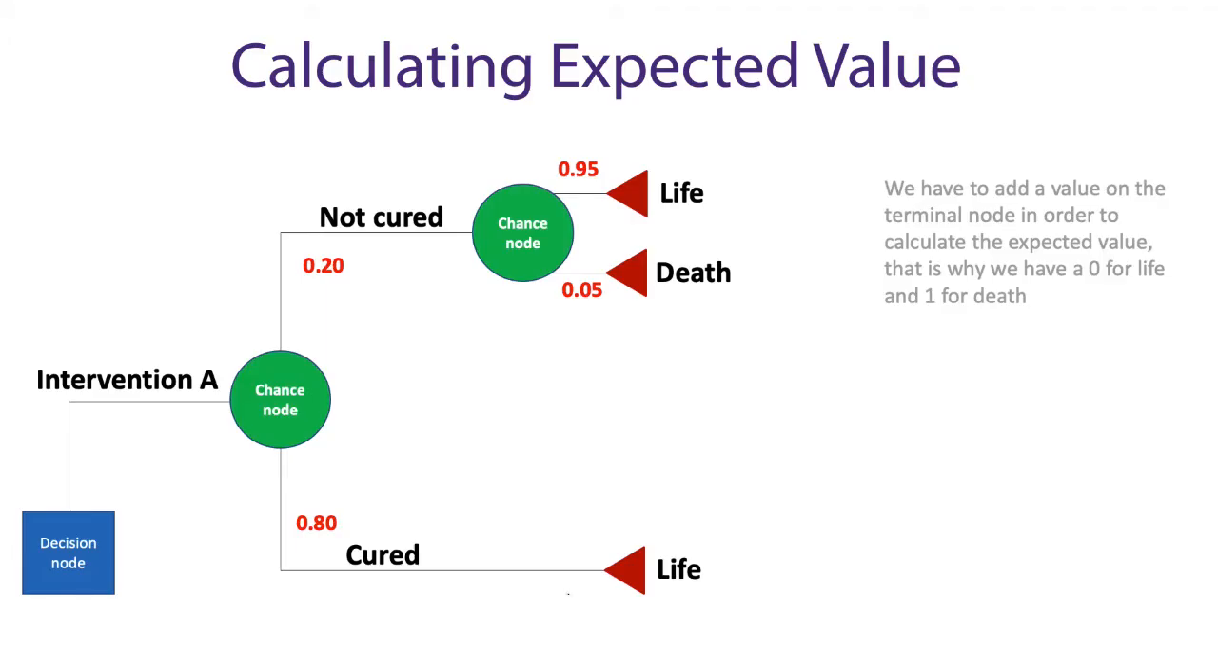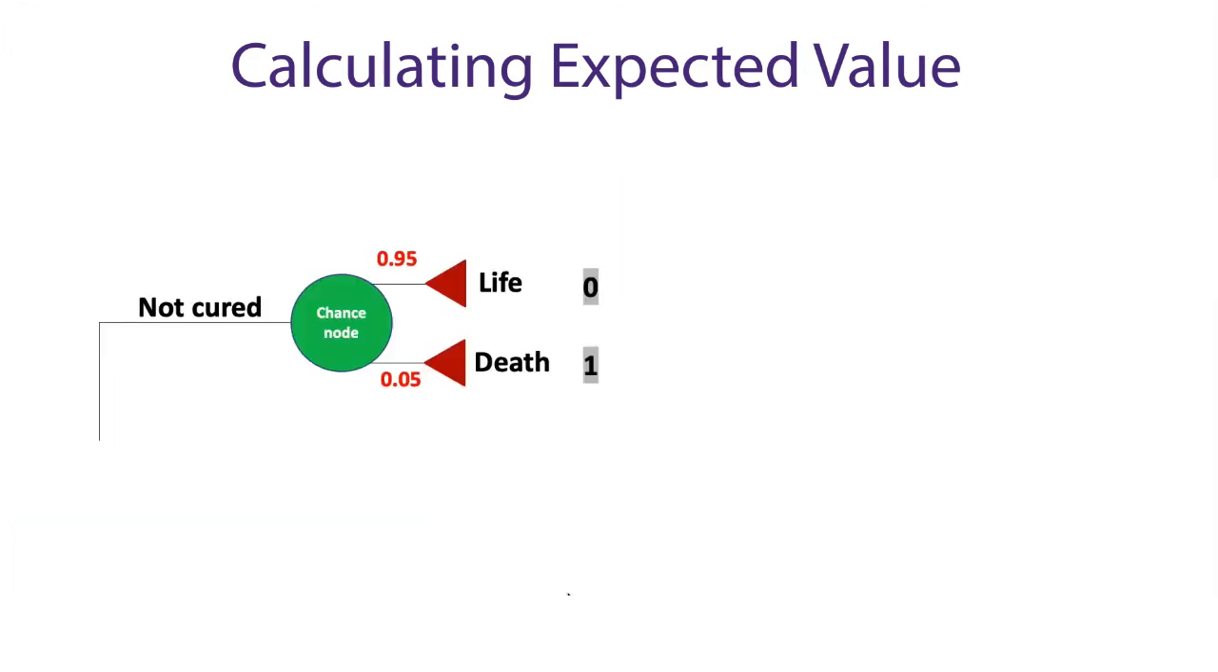Here's the simple example. Step 1. We end up putting the values at our terminal nodes, where we have 0 for life and we have 1 for death. Next, we look at the two branches coming from the terminal node, and we see they come together at a chance node. First, we multiply the probabilities times the values at the end of the terminal node.